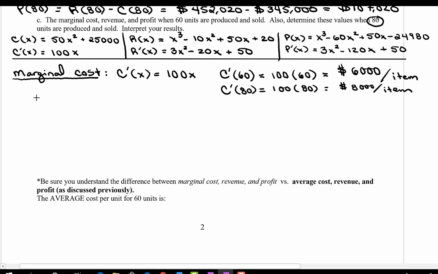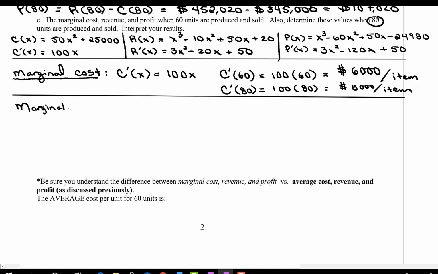I'm drawing a horizontal line segment going across the screen to separate the work I did for marginal cost. Underneath that horizontal line segment, I'm writing down the words marginal revenue. I'm underlining those words. And to the right-hand side of these words, I'm going to write down the marginal revenue function, which is R prime of x equal to 3x squared minus 20x plus 50. Now we're going to evaluate this function. We're going to start off by evaluating it at x equal to 60.